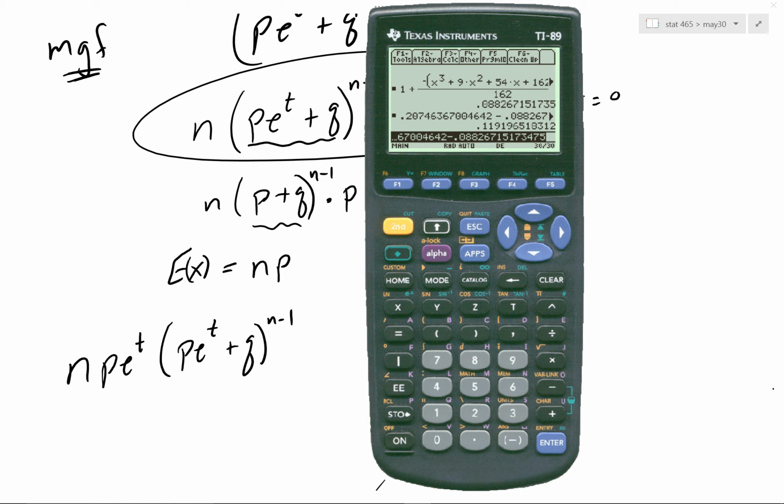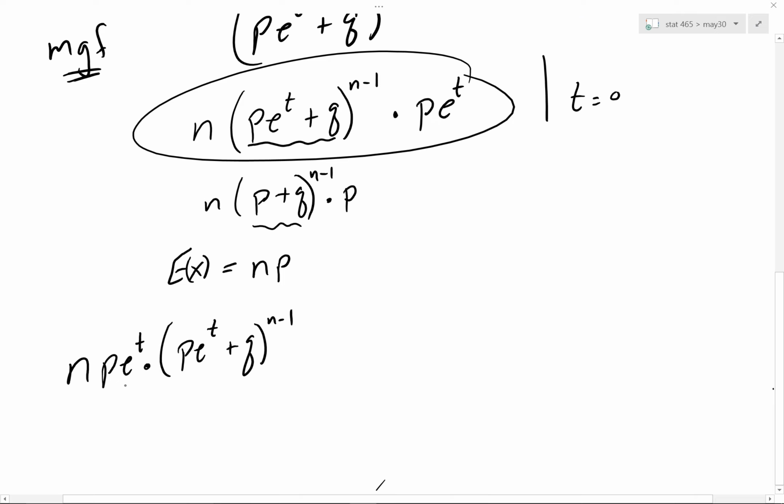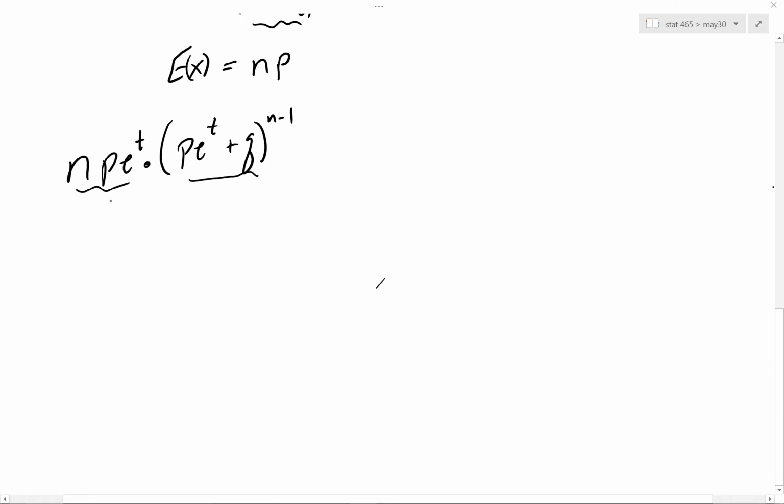Caleb, you're certainly welcome to do it by hand, sir. If you're doing it by hand, this is a product rule, so this is times this, and of course this is chain rule once again. Maybe I will do it by hand just for a good time. What is the derivative of this first part? It's just the first part, right? Because this is constant, the derivative of e to the t is just e to the t, times the second function, plus the first times the derivative of the second function.